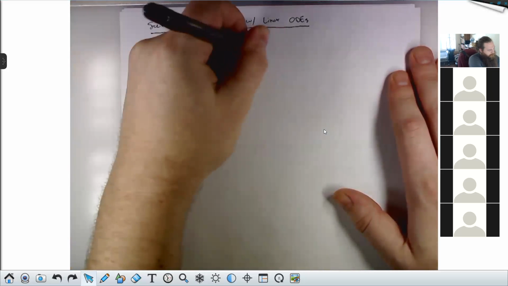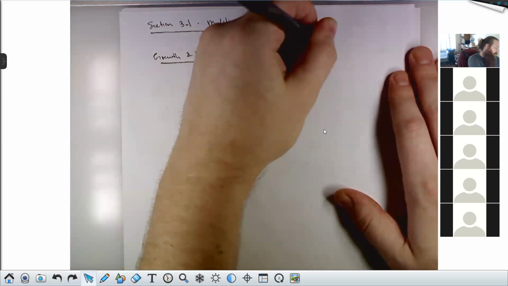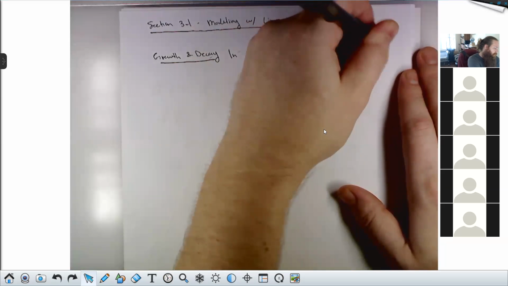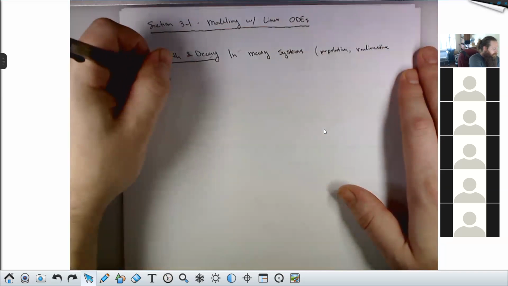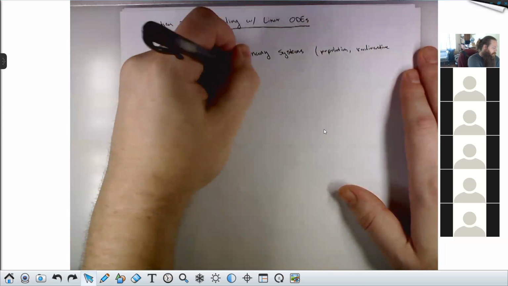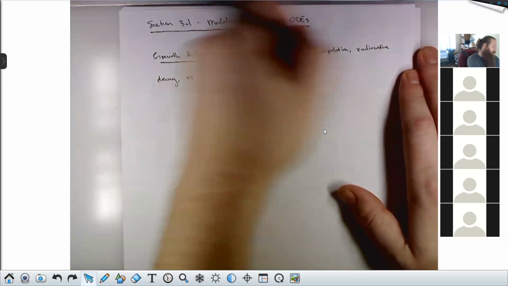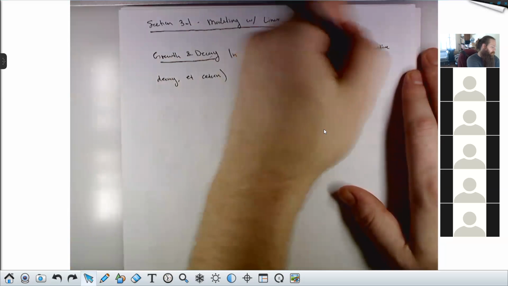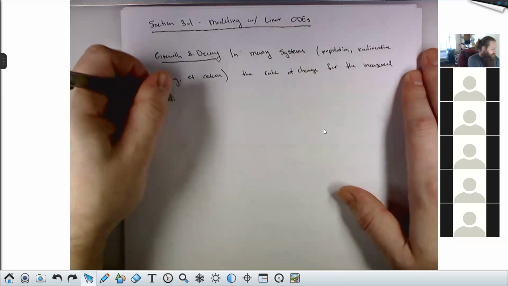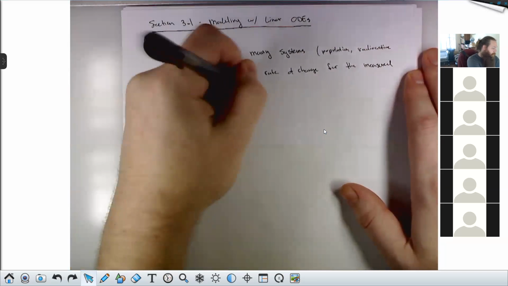In many systems, population, radioactive decay, etc., the rate of change for the measured quantity is assumed proportional to that quantity.